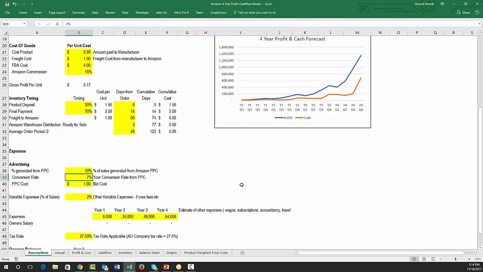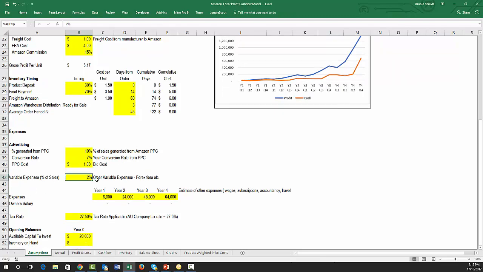It's worthwhile looking in when you're doing this to see whether your conversion rate from PPC, which is basically orders divided by clicks, is the same as your conversion rate from organic sales. Often you'll find that the PPC conversion rate is significantly lower, which will make a major difference to what your advertising costs are going to be. And then we've got a bid cost. You can change that to whatever your average bid cost is.